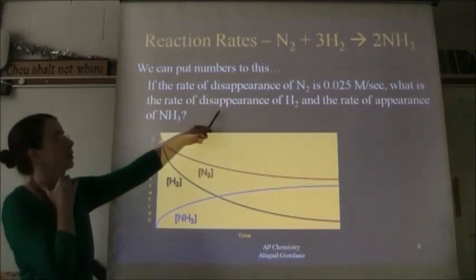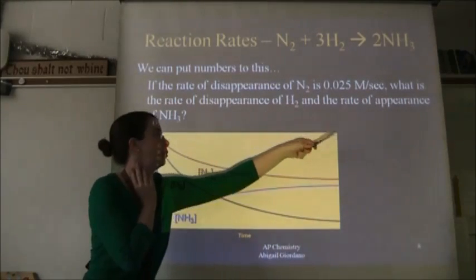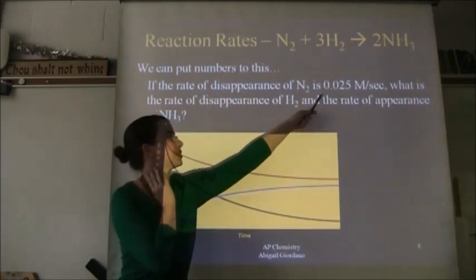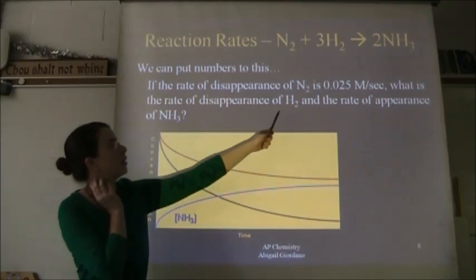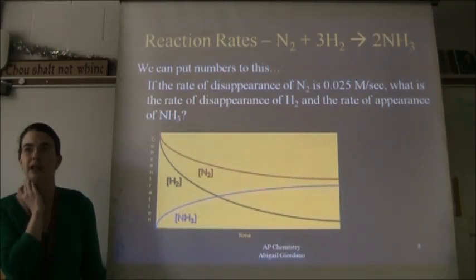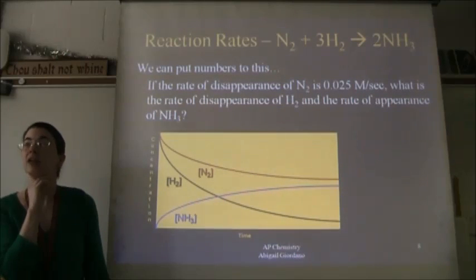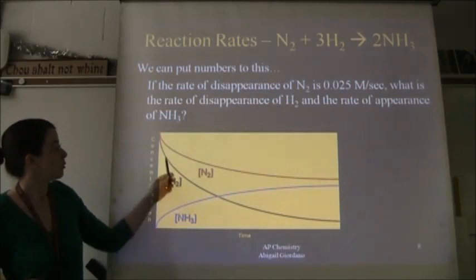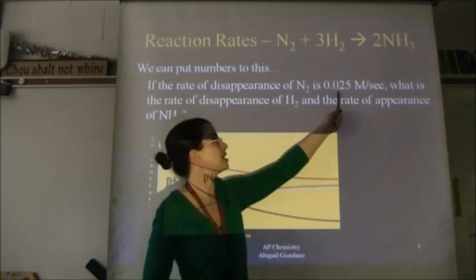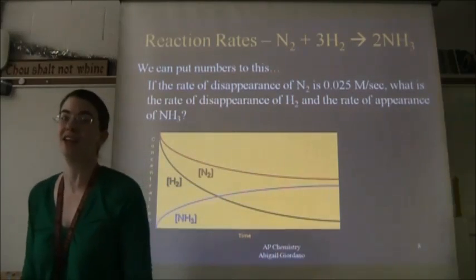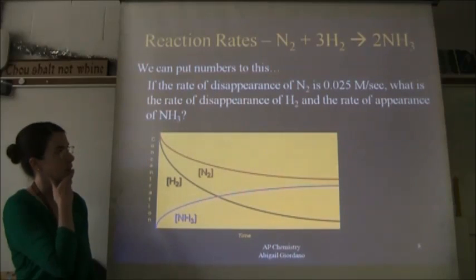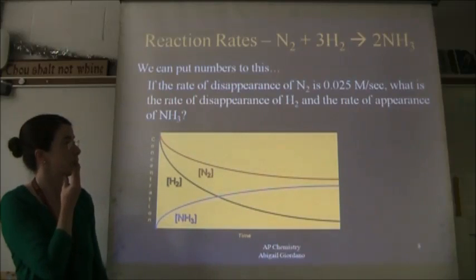What is the rate of disappearance of hydrogen? Okay, we'll stop there. We'll do the other one in a second. If nitrogen is disappearing at this speed, what's the speed of the rate of disappearance of hydrogen? Can you do the math in your head? 0.075, yeah. Remember, hydrogen is disappearing 3 times faster. Well, what's 3 times 0.025? 0.075 molarity per second. Okay, it's just to do with the coefficients.